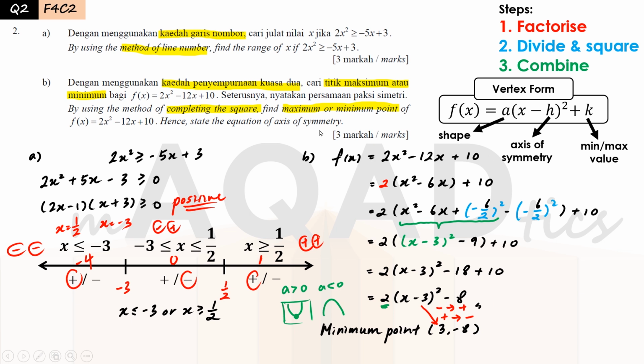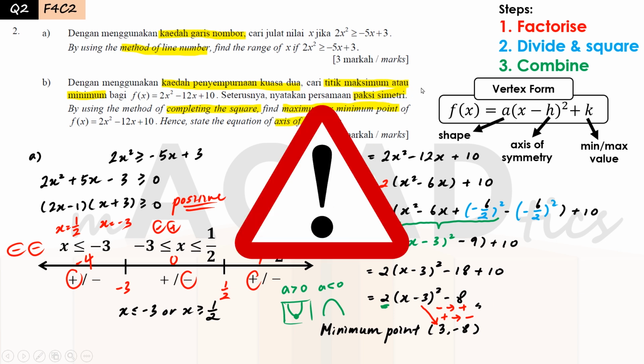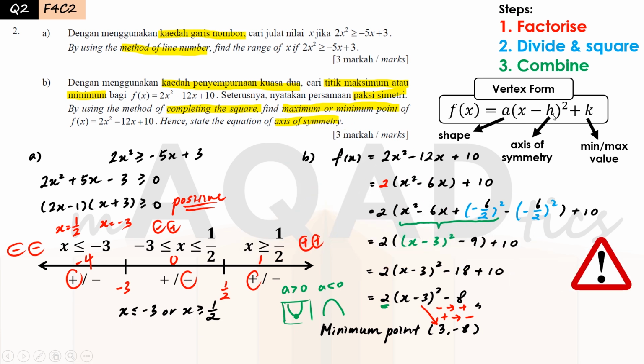And for the next part of the question, it says to find the axis of symmetry. So if you look at here, h helps us to find the axis of symmetry. The value of h here is 3. Okay, so our answer should be x equals 3, yeah? It's not 3 only, because the axis of symmetry is the middle line of the curve.